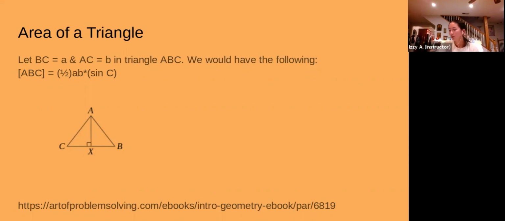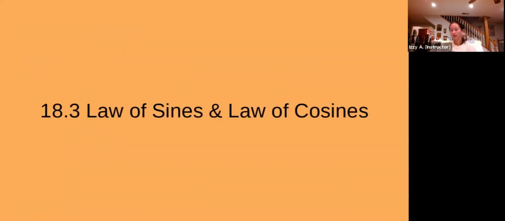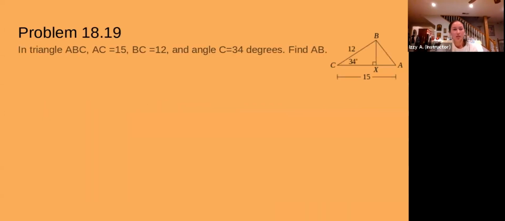Okay, so next we have our last section, which is 18.3, which deals with the law of sines and law of cosines. I previously talked about the law of cosines, but all right. So we're going to start this section off with problem 18.19. In triangle ABC, AC equals 15, BC equals 12, and angle C equals 34 degrees. Find AB.